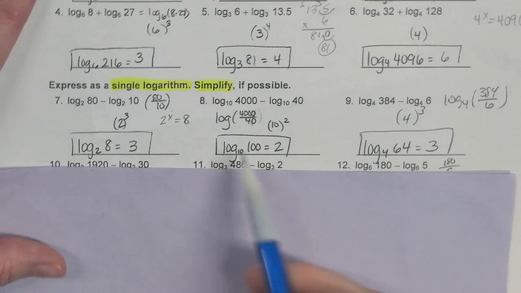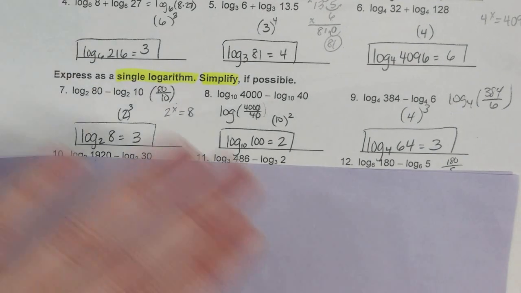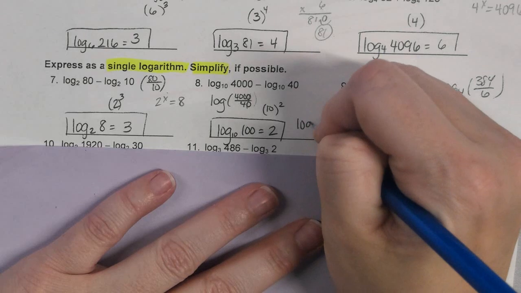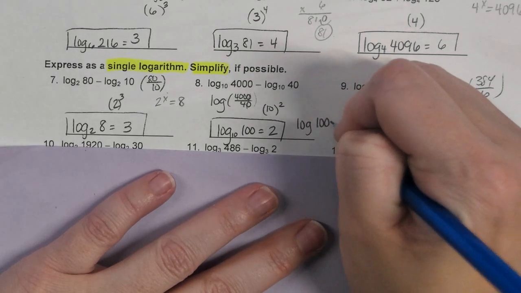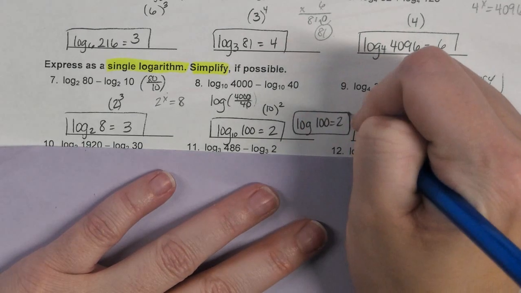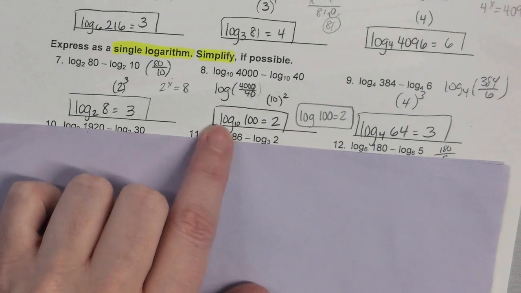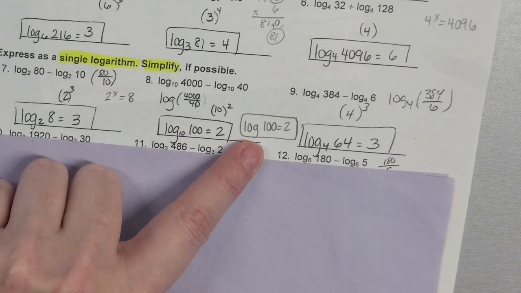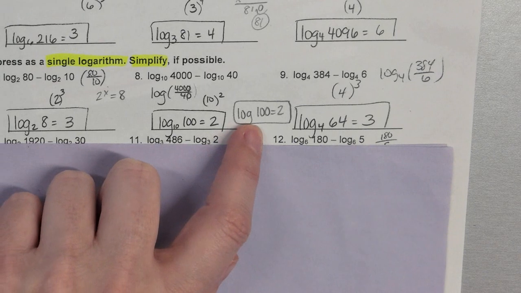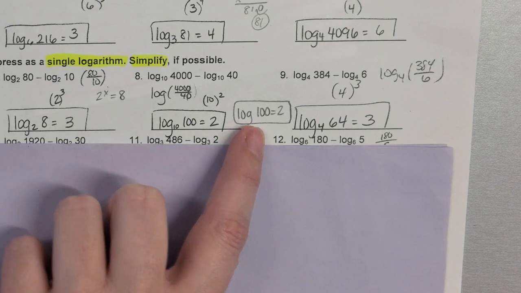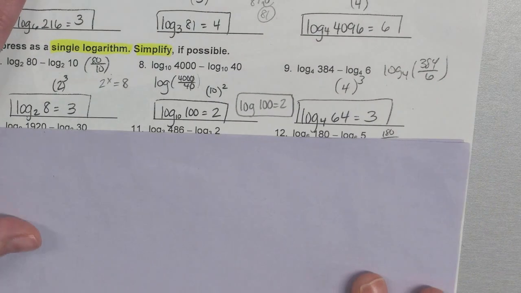Again, make sure that you have the single logarithm on there. And then this, I don't want you to write log base 10. I just want you to write log of 100 equals 2. If you wrote log base 10, I wouldn't mark that wrong, but you just don't need it. And then log base 4 of 64 equals 3.